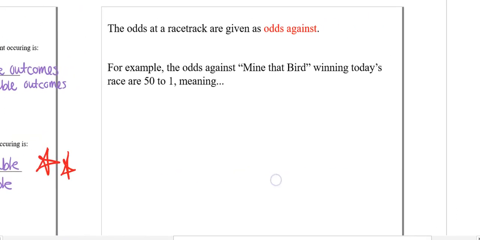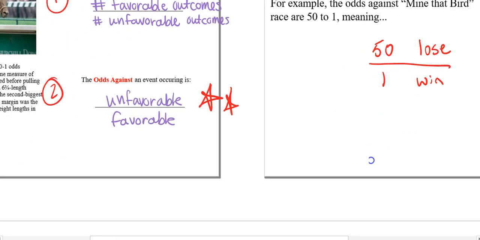So when they said that Mind the Bird was a 50-to-1 long shot, that means that there were 50 ways for that horse to lose the race and only one way for that horse to win the race. So that horse was 50 times more likely to lose than to win. Let's look at another example.